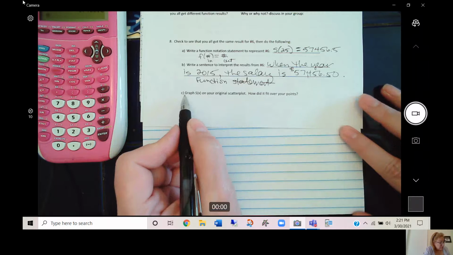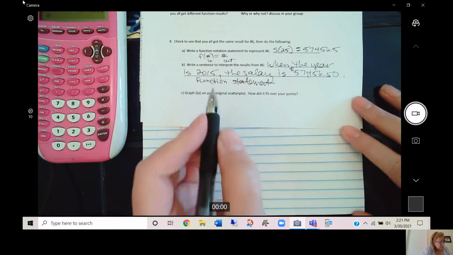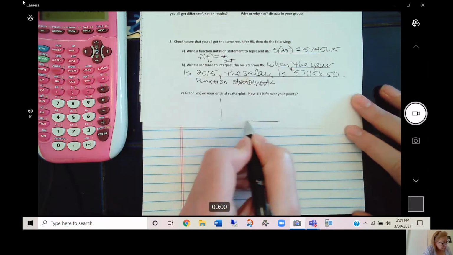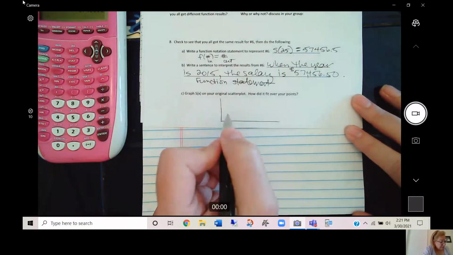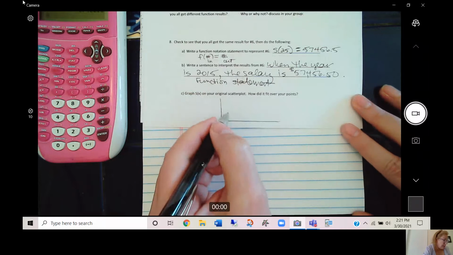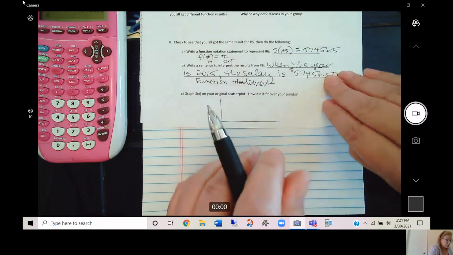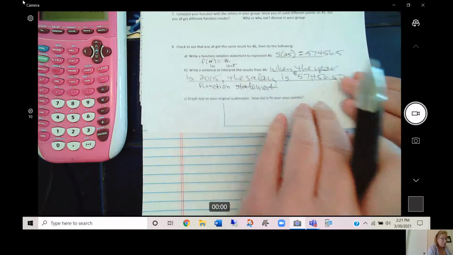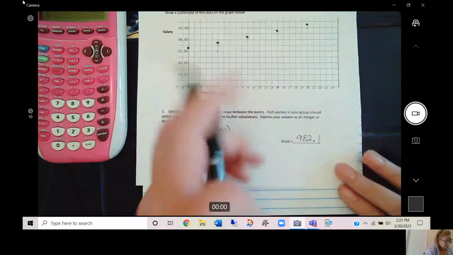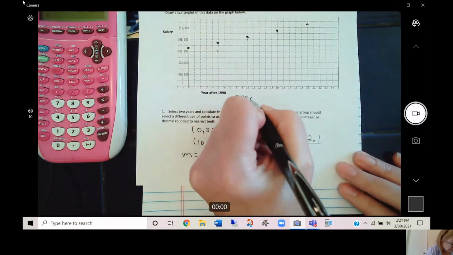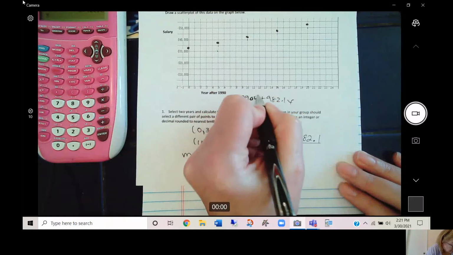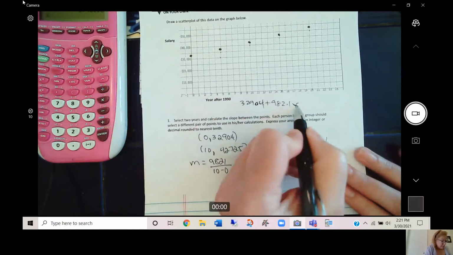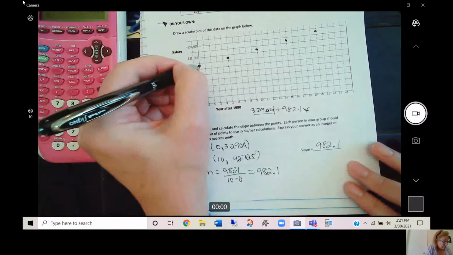Okay, so now if we went back through and graphed this on the original scatter plot, we don't have to do this for our first test, but we haven't put the data into our calculators yet. But if you went ahead and went back to our original statement, what is it? 32,904 plus 982.1x. All right, well, our y-intercept would be this number, which is right there.